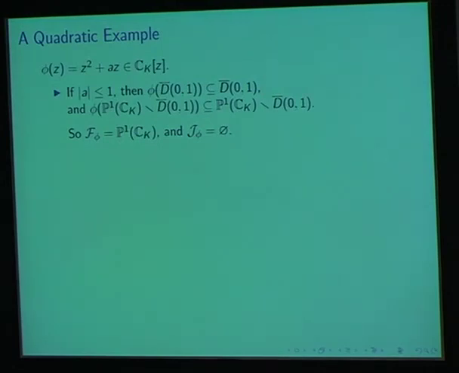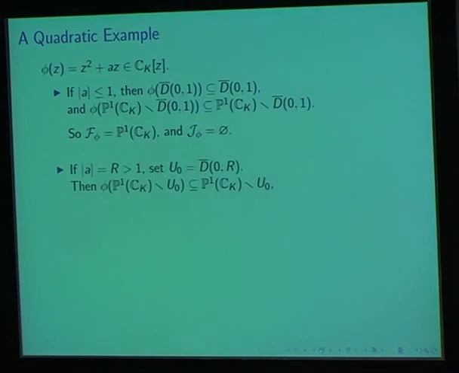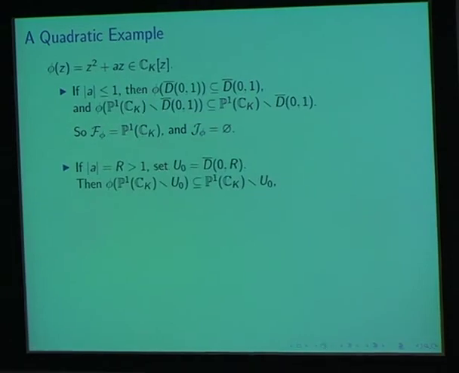So Joe hinted at this, that in the non-Archimedean world, it is possible, in fact very, very easy, to get the Julia set to be empty. A little bit more interestingly, if the absolute value of a is strictly bigger than 1, you can take this disk U0, which is of radius R, so it's a fairly big disk. It's not too hard to see that the complement of that disk gets mapped off to infinity. It's contained in itself. So everything in the complement of U0 is in the Fatou set.